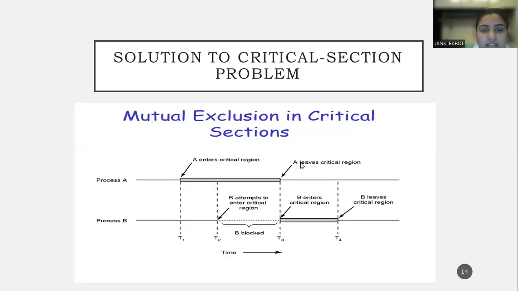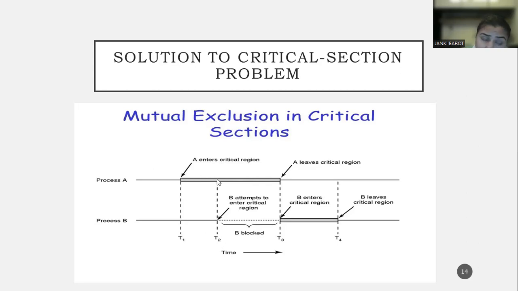Okay, now we'll see mutual exclusion in a critical section. How will mutual exclusion work in a critical section? We have a process A and a process B. A enters the critical region at time T1. At time T2, process B arrives to enter the critical region.